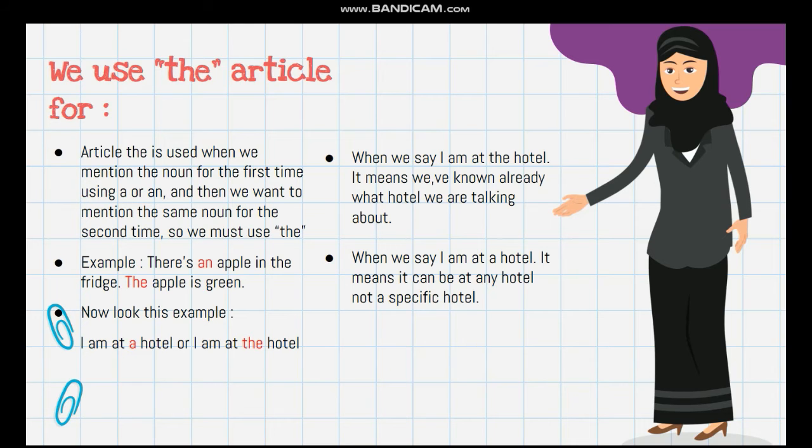Now take a look at this example. I am at a hotel, or I am at the hotel. When we say "I am at the hotel", it means we already know what hotel we are talking about. We have known the specific hotel. But when we say "I am at a hotel", it can be any hotel, not a specific hotel. It can be Pangeran Hotel, Alpha Hotel, Rocky Hotel, or any hotel. That's not specific.